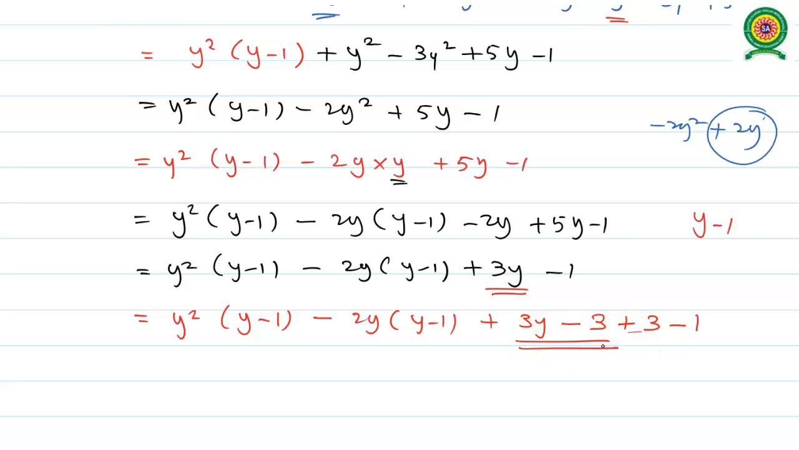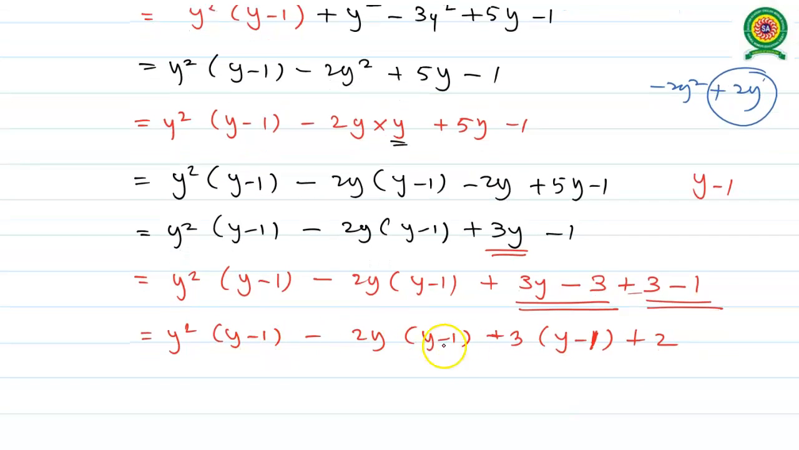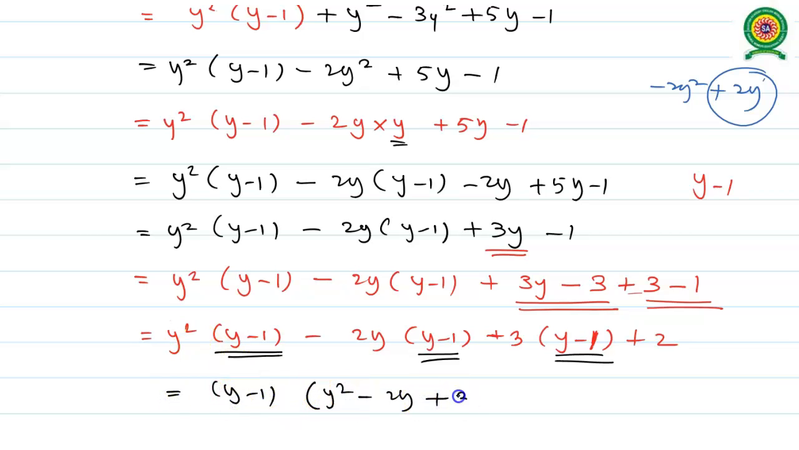Now look ahead at those two terms. Once we take 3 common, we get y square into y minus 1 minus 2y into y minus 1 plus 3 into y minus 1, and for the constants, 3 minus 1 gives 2. Now look at the first, second and third terms. All of them have y minus 1 as the common factor. So let's take y minus 1 common, and we remain with y square minus 2y plus 3, and plus 2 as it is.